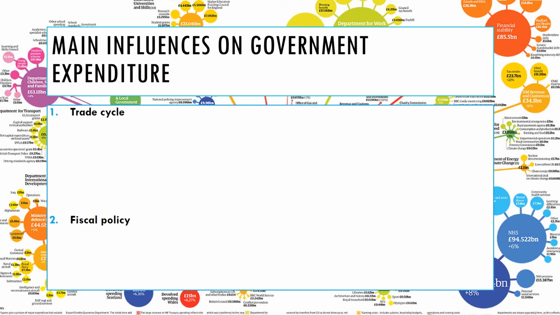Okay, let's move on now to the main influences on government expenditure. The first one we're going to look at is the trade cycle, which is the way in which GDP fluctuates over time through recession, growth, boom, and slump.